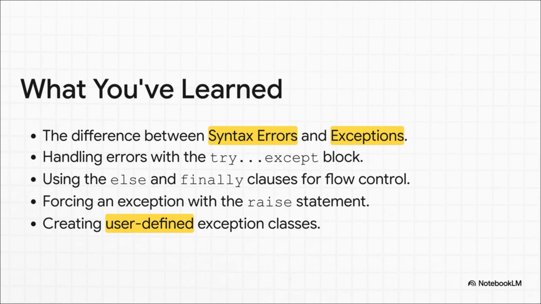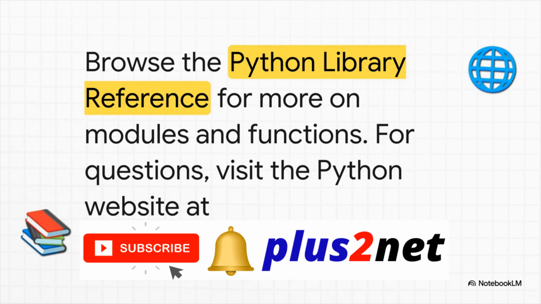You can build resilient code with the try-except block, fine-tune your logic with else and finally, and you can take total command by raising and defining your own custom exceptions. You've officially moved from reacting to errors to controlling them. By mastering these tools, you're not just preventing crashes anymore. You're writing code that communicates clearly, fails gracefully, and is truly ready for the real world. That is the power of taming errors in Python.